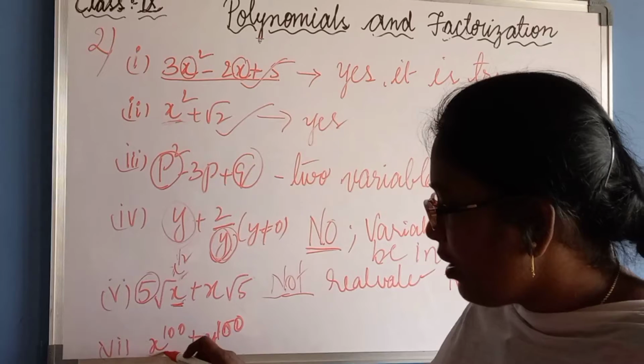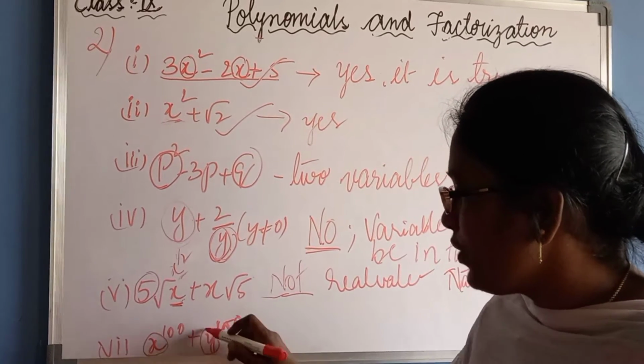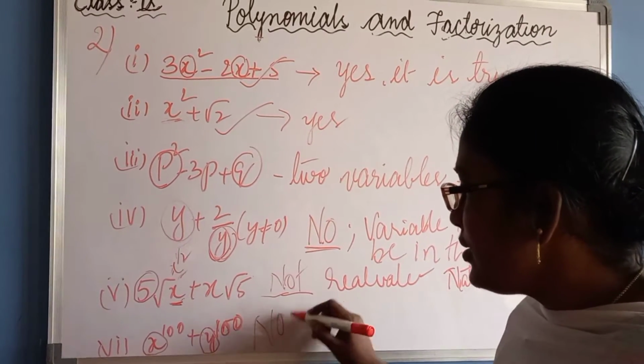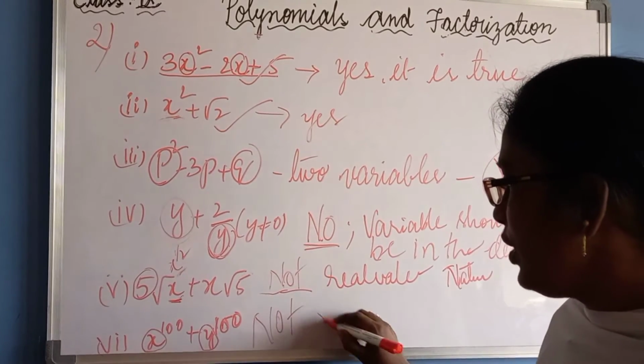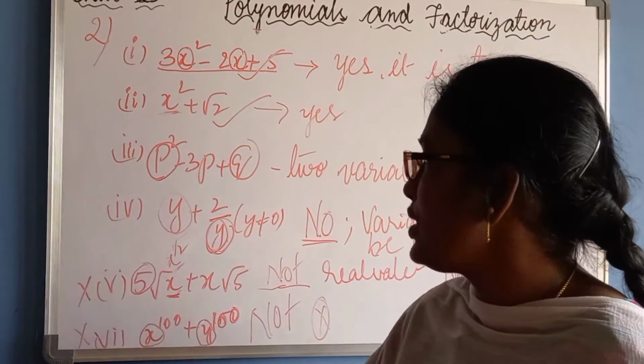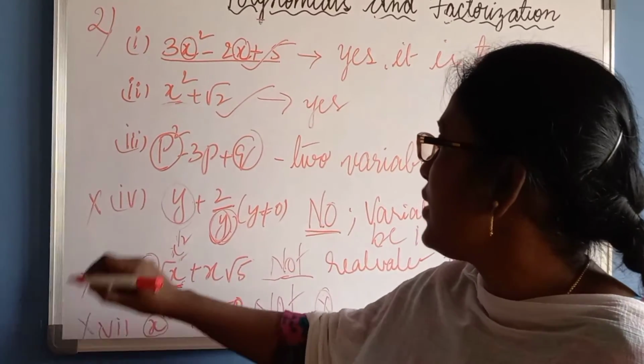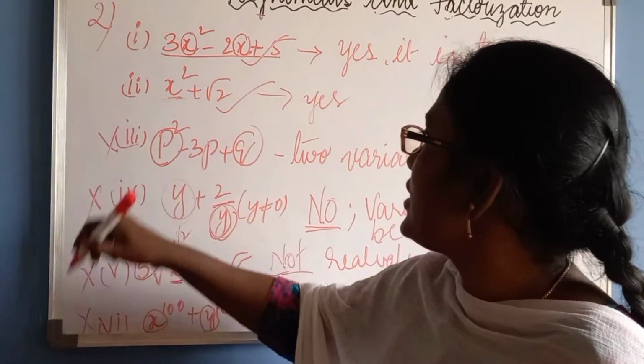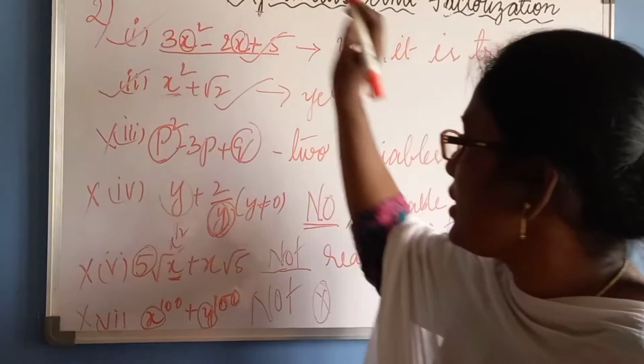The next one, obviously x and y are two variables, so it will not satisfy. So this equation will not satisfy, this will not satisfy, and this one will not satisfy. These two will satisfy.